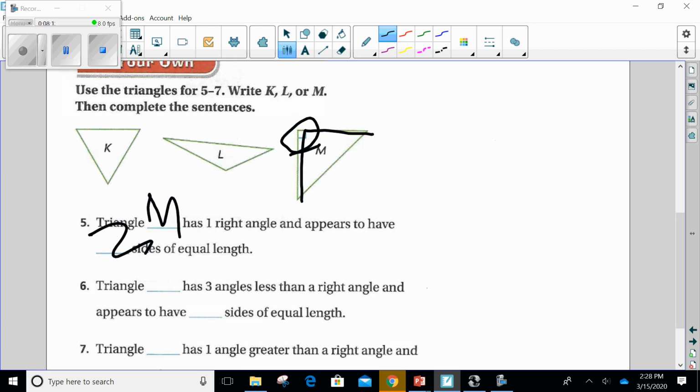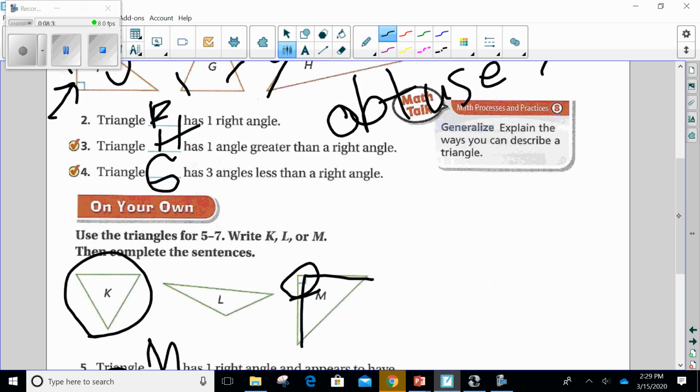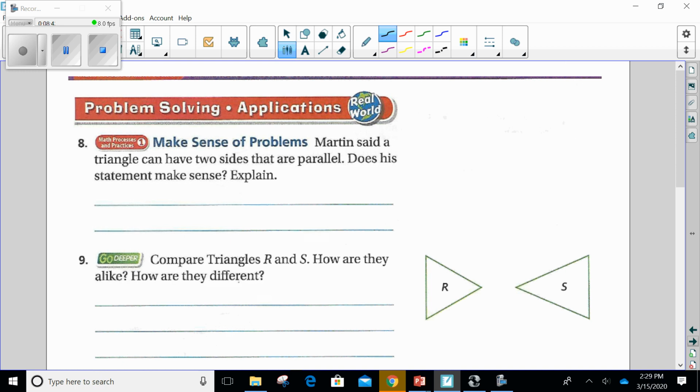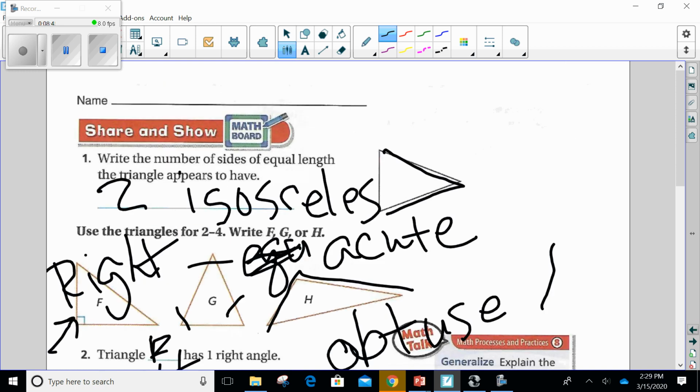Triangle blank has 3 angles less than a right angle. Which one has 3 angles less than a right angle? That would be K. And it appears to have how many sides of equal length? 3. So it is an acute triangle that's equilateral.